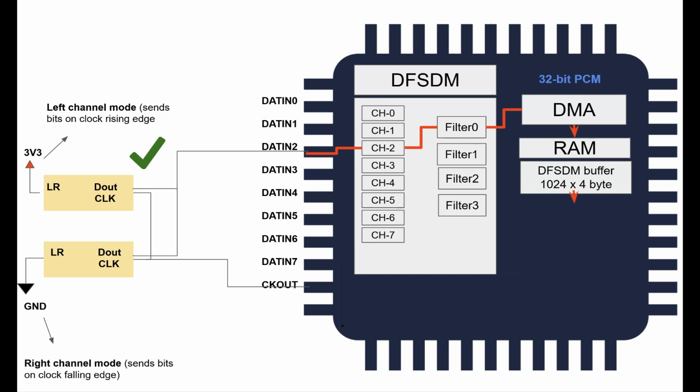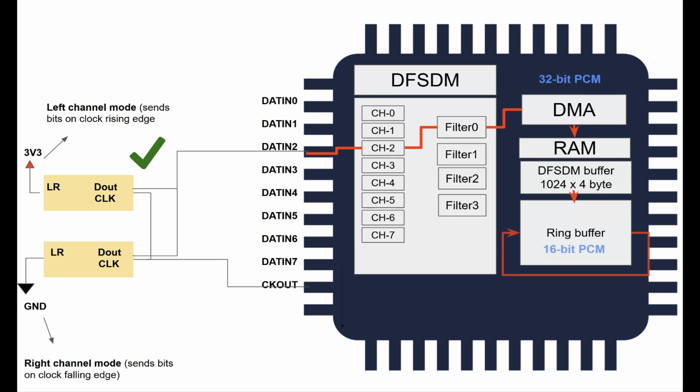Next, we will downsample the raw data to 16-bit PCM format. The downsampled data will be written into the ring buffer, which is 4 times larger than the DFSDM buffer. The ring buffer will automatically overwrite the old data once it becomes full. So we will need to carefully handle writing new data from the start of the buffer again. After that, we will set up another DMA channel. This one will read the downsampled data from the RAM and send it out over USART TX1.